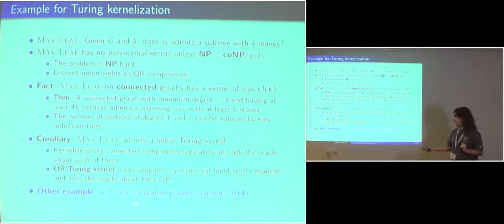For example, k-path that we already worked with, but on planar graphs. This actually also has a Turing kernel, and this one is truly adaptive in the sense that the next Oracle calls depend on the answer from the previous ones.